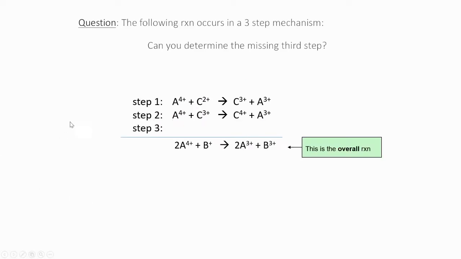Okay, next one. These ones are a little bit more difficult. The following reaction occurs in 3 steps. Determine the missing step in the reaction. There are different ways to go about this type of problem.